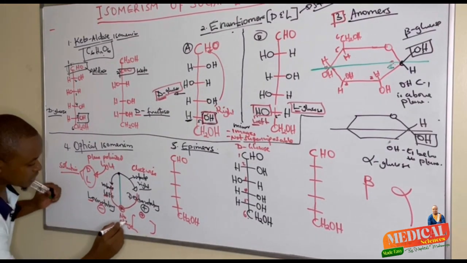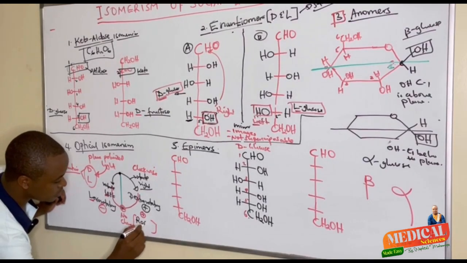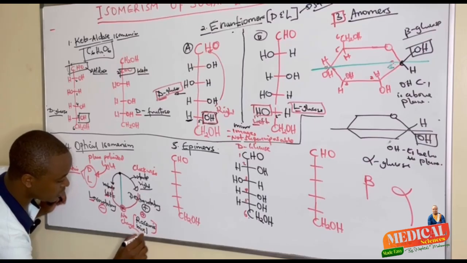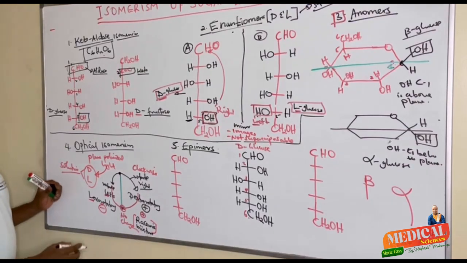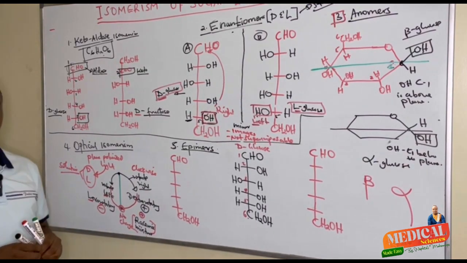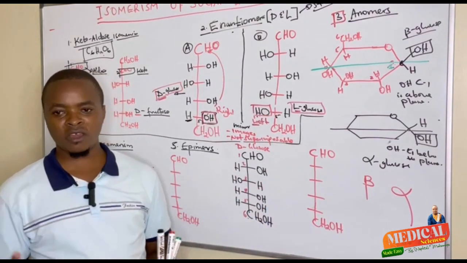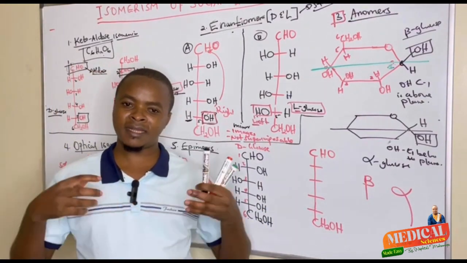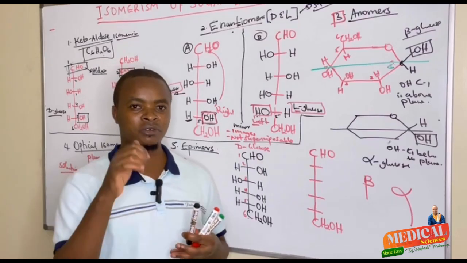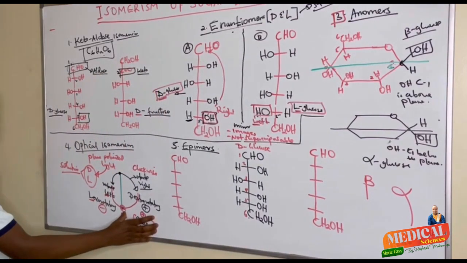This one we call a racemic mixture, or you can call it a racemic solution. And here there is no charge, whereby both the D and the L have the same number and the charge cancels out, and we call it a racemic mixture.